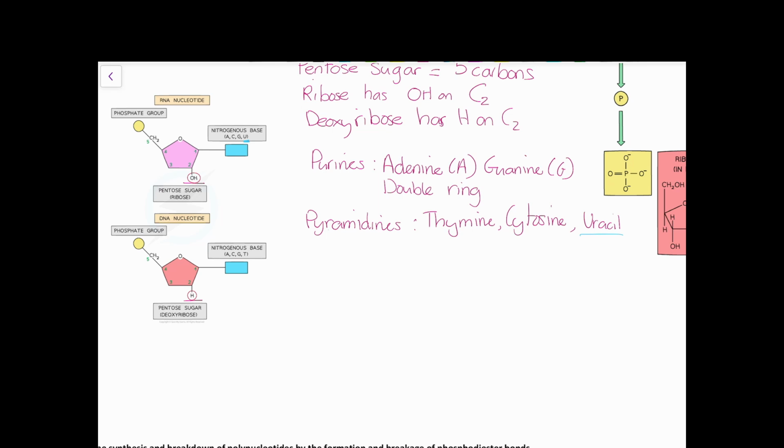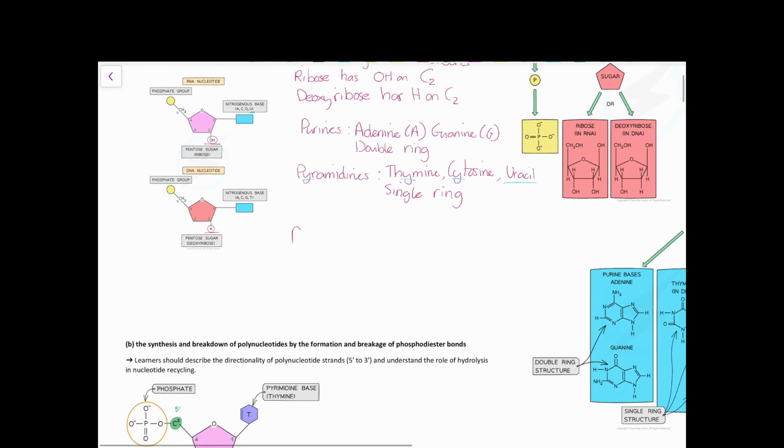Uracil is particularly of note because it's only found in RNA, so it's not found in DNA. All of them have a single ring structure, and they can be identified by looking for the Y in their name. So thymine and cytosine have a Y in their name.